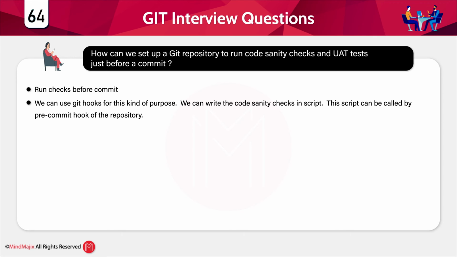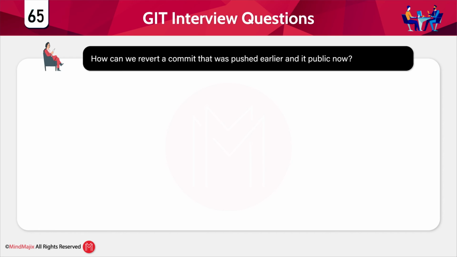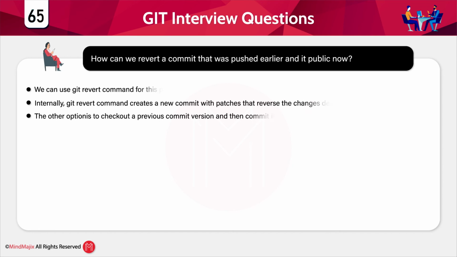How can we set up a Git repository to run code sanity checks before commit? How can we revert a commit? Yes, the git revert command. Git revert always creates a new commit with patches that reverse the changes done in the previous commit.